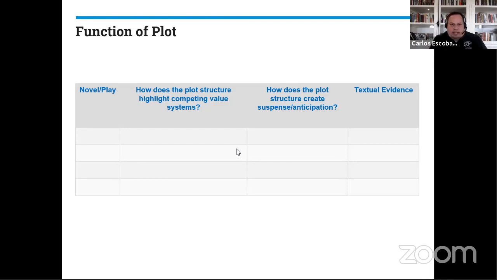Why do we begin where we begin? Why do we end where we end? And why are we given this information in that particular order?